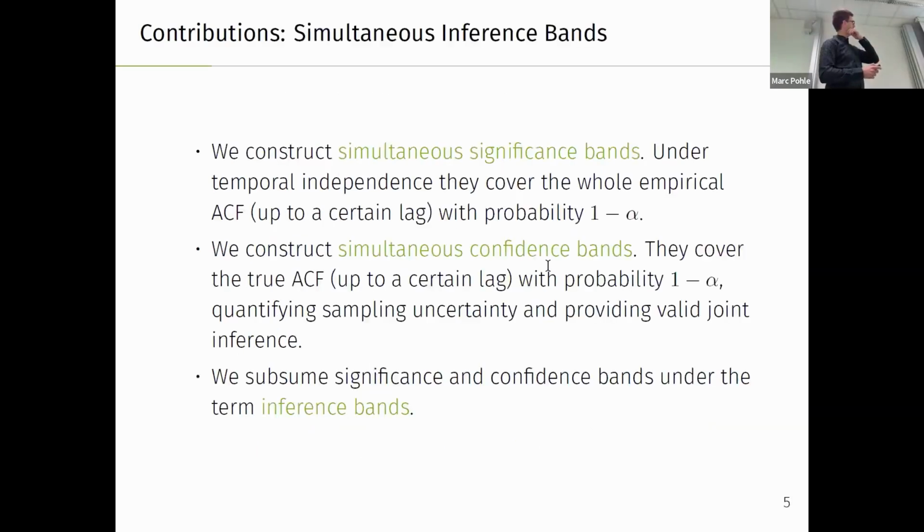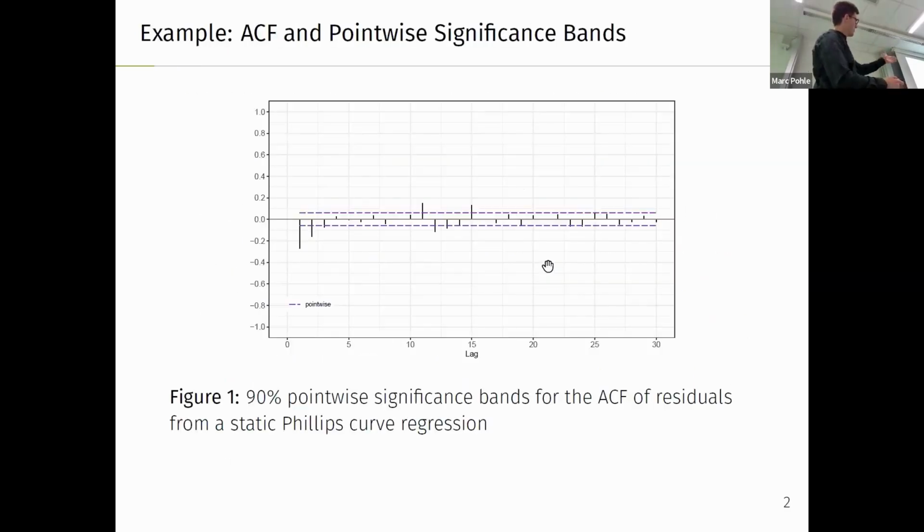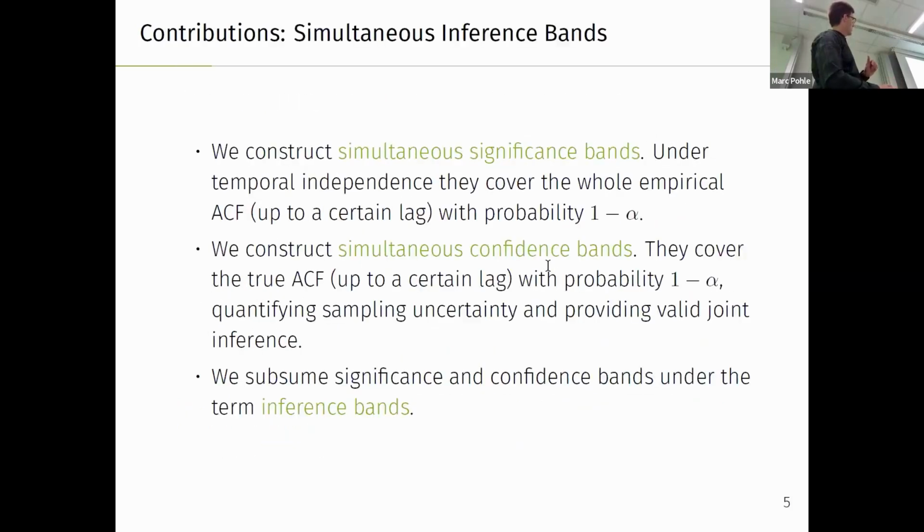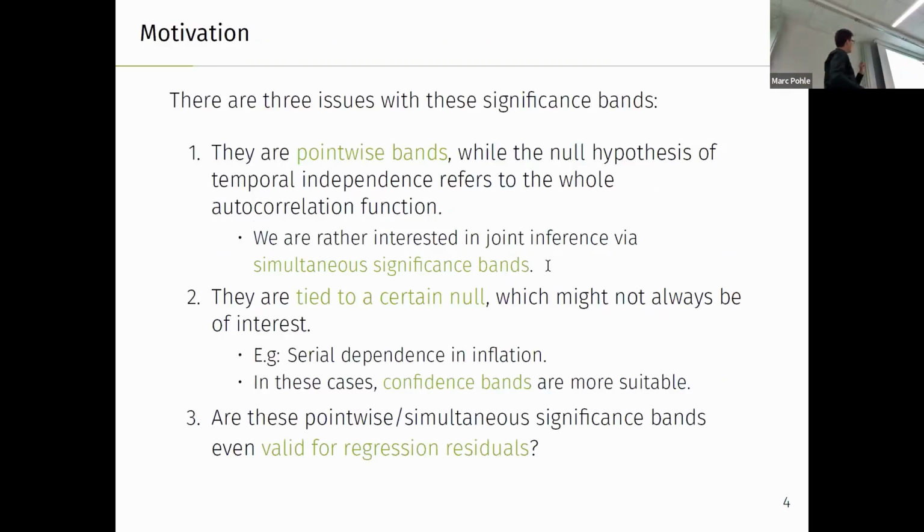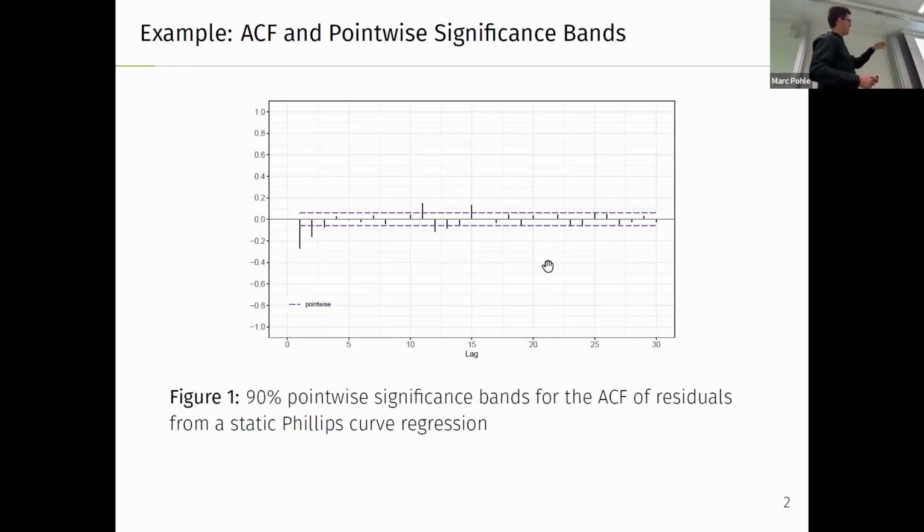Okay, so the next slides are our contributions. So that's the first point here. We construct simultaneous significance bands. That means under temporal independence, under the null hypothesis, they cover the whole empirical autocorrelation function up to a certain lag. So here up to lag, we will choose lag 30 here. So they cover the whole empirical autocorrelation function up to a certain lag with probability 90% in this example under temporal independence. So the whole thing, not just at one lag. You have this probability 90%, but over the whole autocorrelation function.